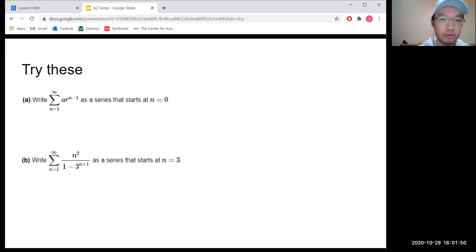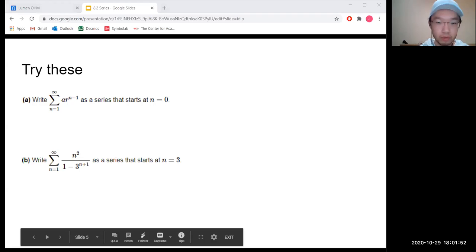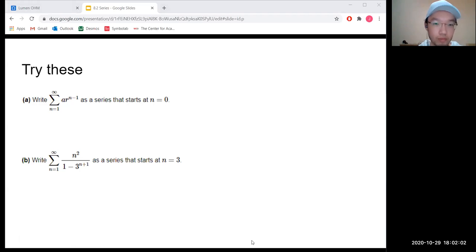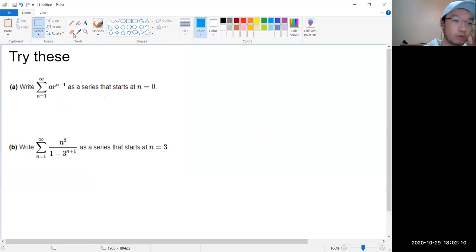All right, let's go through these questions. So let's practice shifting indices. All right, number one. So we want to shift the index from 1 to 0. So let's go ahead and do that.